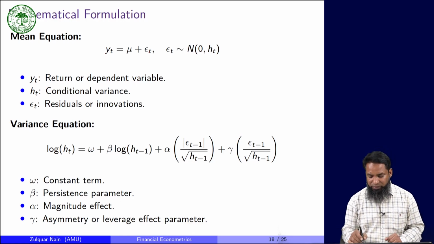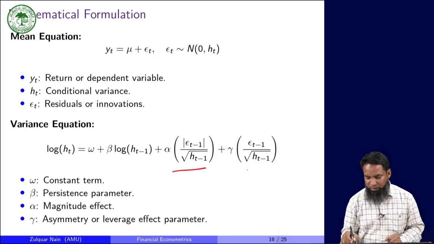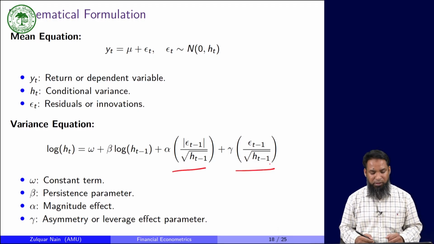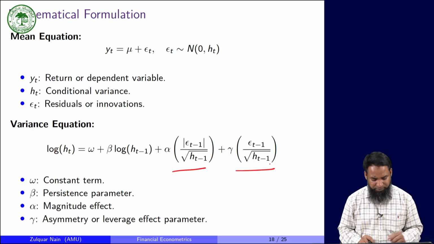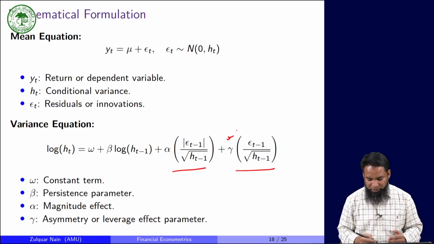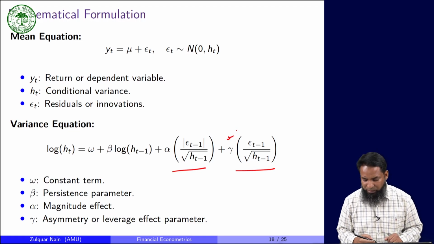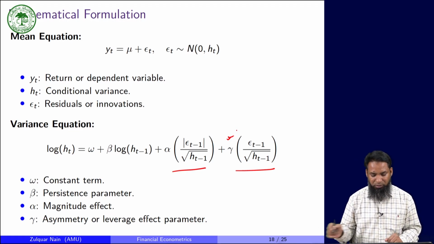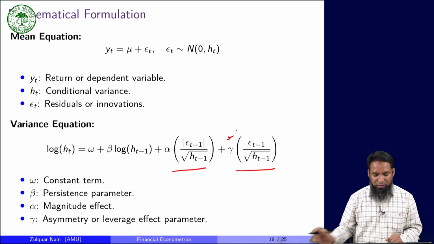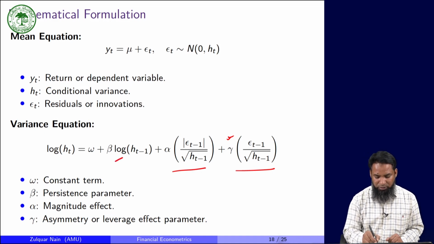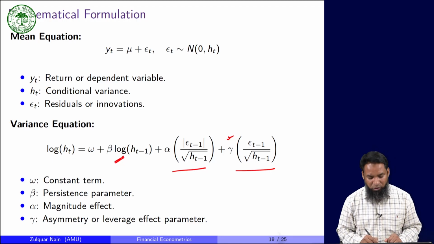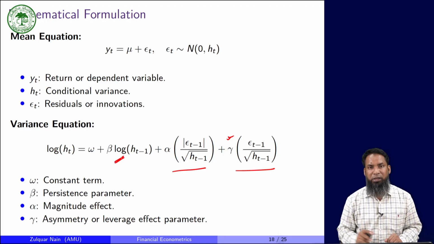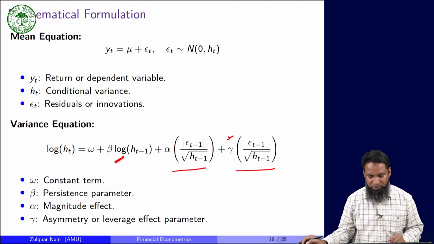However, in the variance equation we have this term and this particular term to capture the leverage effect. Here alpha is the magnitude effect and gamma is the asymmetry effect, or the leverage effect parameter. Another thing is that we are using the log of variance rather than the variance itself.